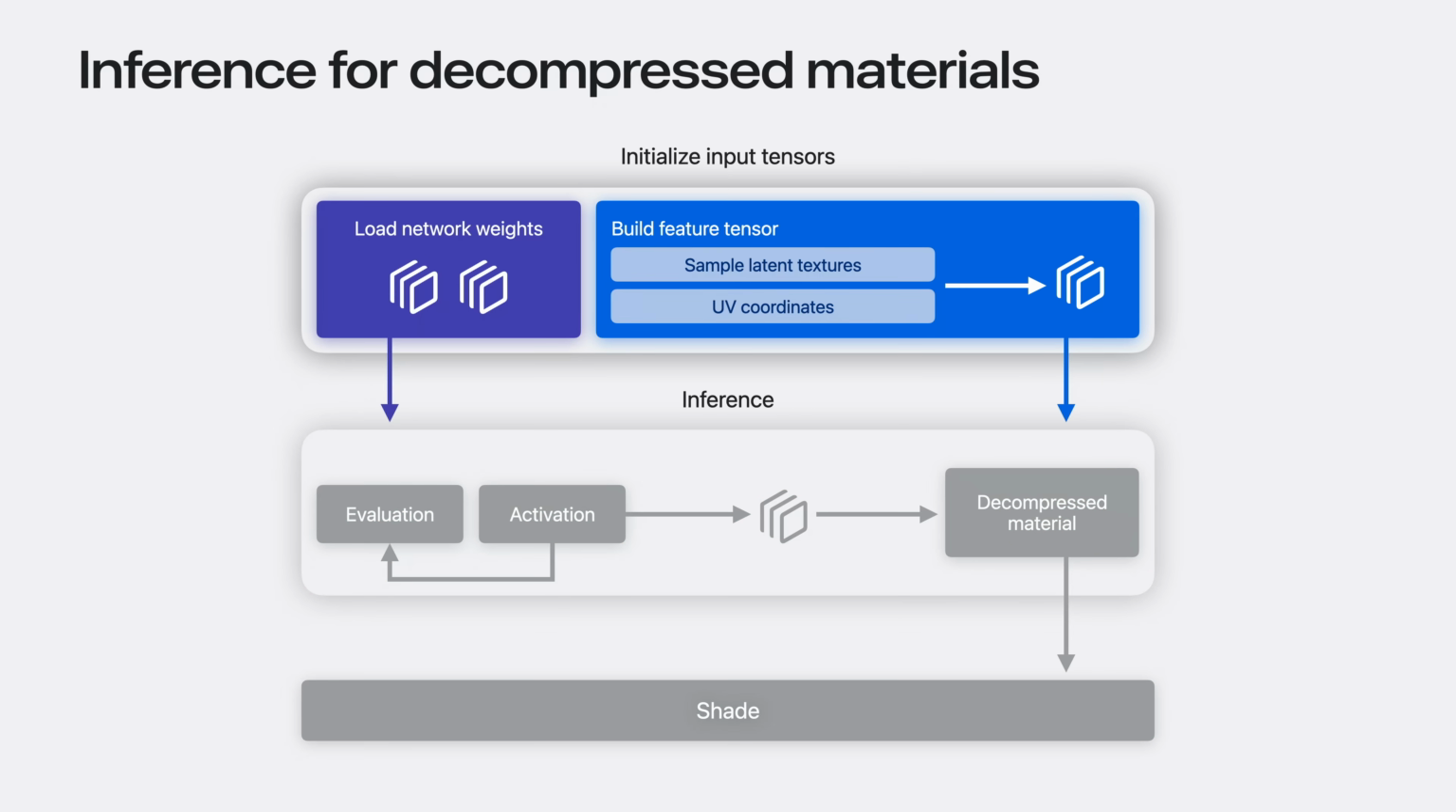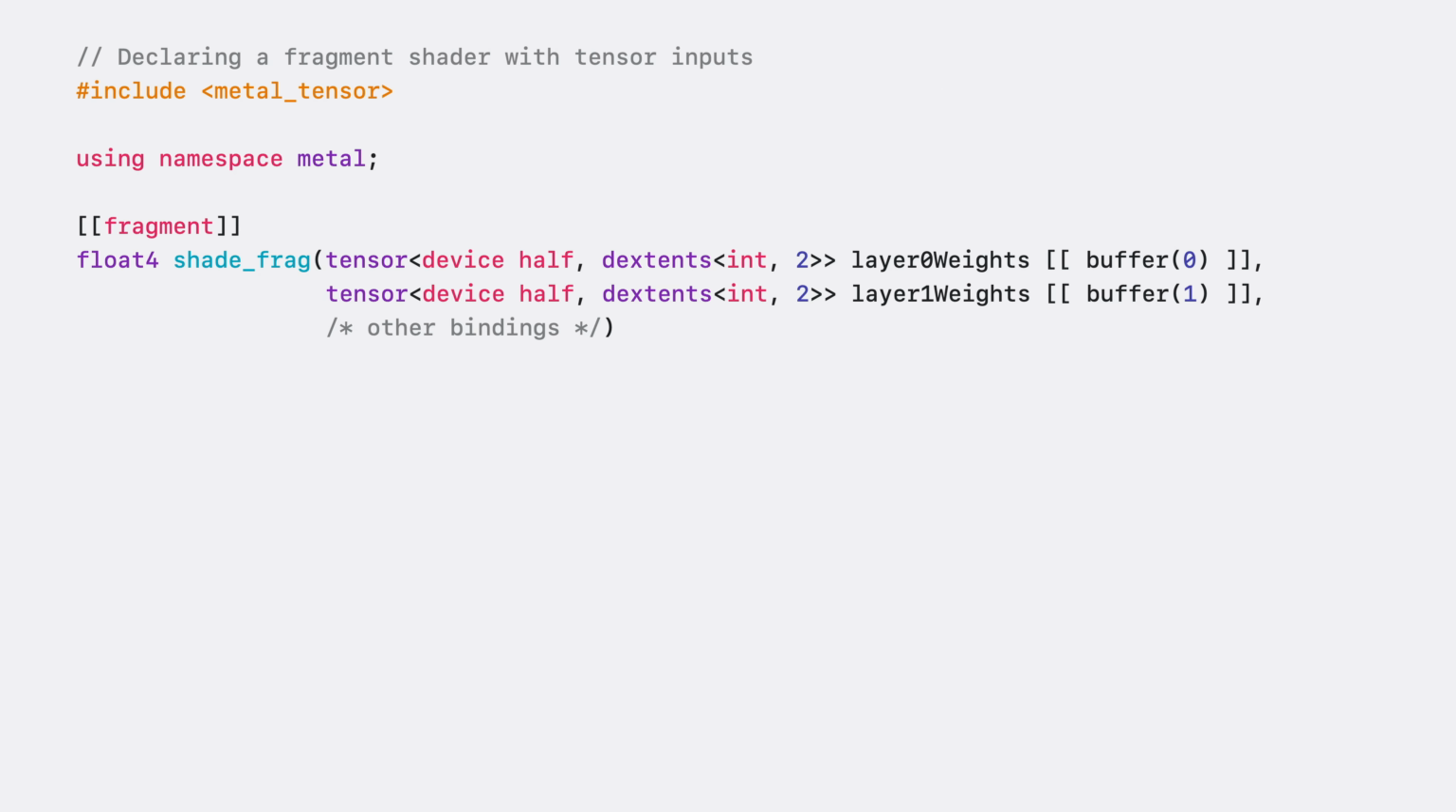Let's see how to initialize our input tensors with shader ML. First, let's declare a fragment shader that will utilize shader ML and pass in network weights. Start by including the new metal tensor header. We use the tensor type to access the network weights. Tensors are bound to the shader using buffer binding slots. It's also possible to pass in tensors using argument buffers as well.